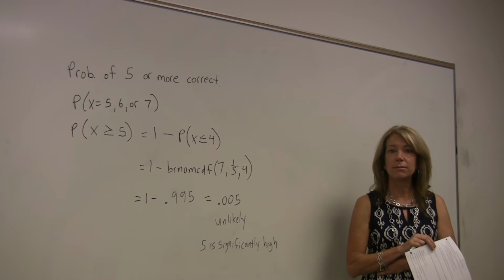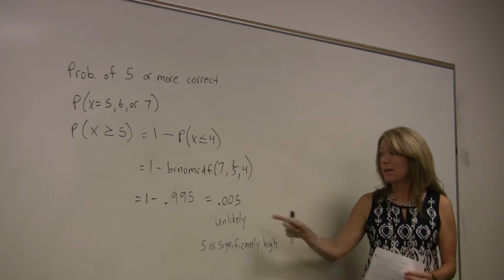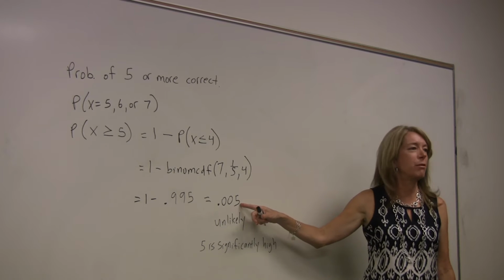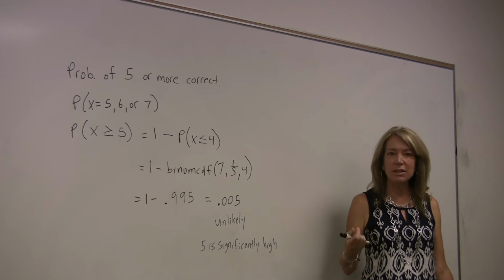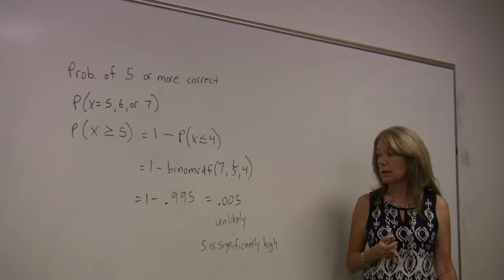Buy a lot of tickets. What'd you say? Go out and buy a lot of tickets, because it's only 5 out of every 1,000 people who might do that. It's so unlikely to happen that he wants to go out and buy a lot of tickets, thinking it's his lucky day.